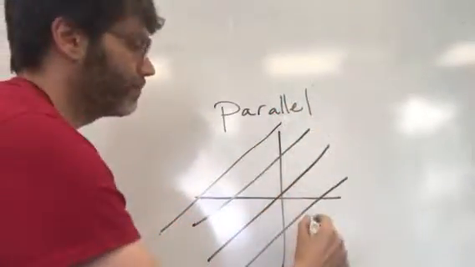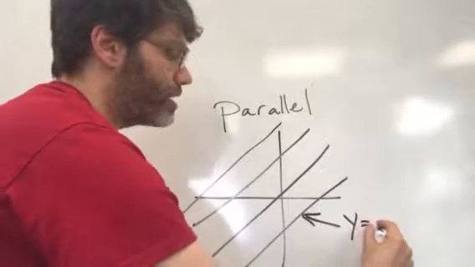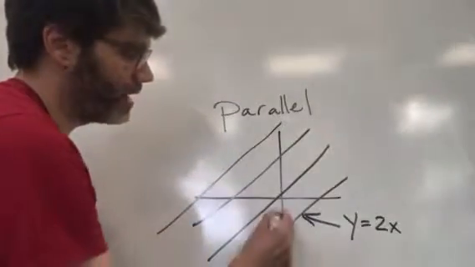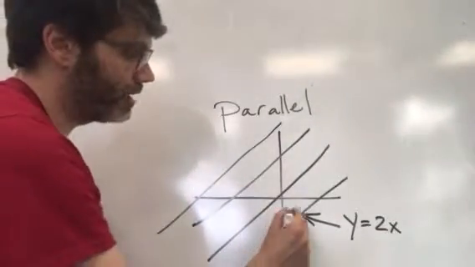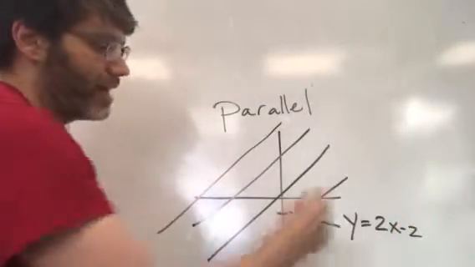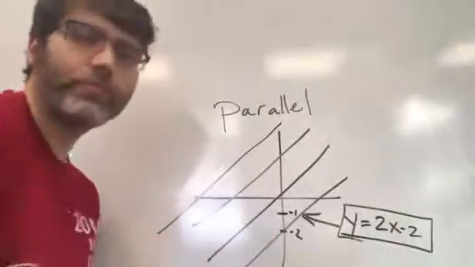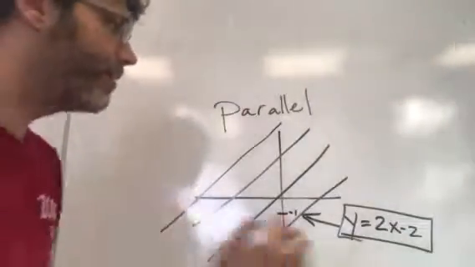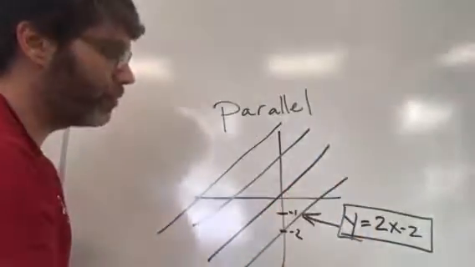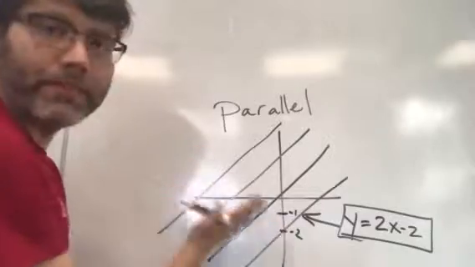So let's say that this line right here in slope-intercept form was y equals 2x. Let's see, it crosses here at a negative place. Let's say it crosses at -2. So this line has an equation of y equals 2x minus 2. The slope of this line is 2. Since the slope of all of these lines are the same, that makes them parallel.